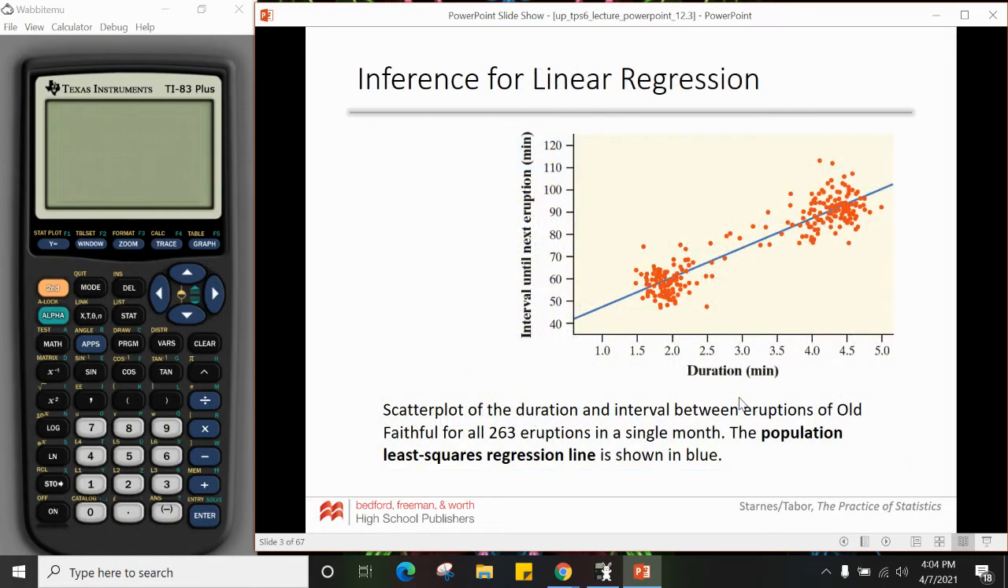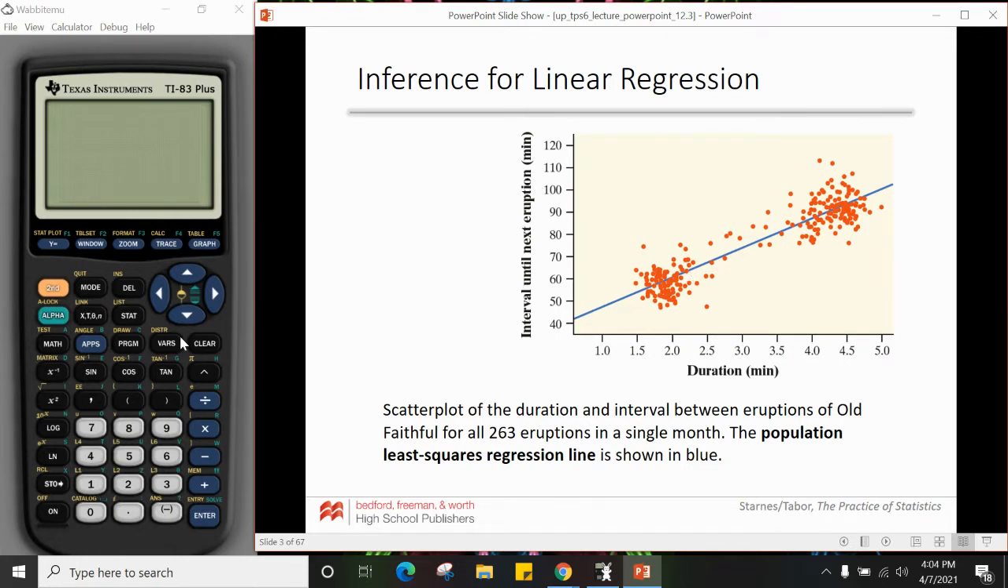So here is an example. It's a scatter plot of the duration and interval between an eruption of Old Faithful for all 263 eruptions in a single month. So basically, on the x-axis is how long Old Faithful was going for, and then the y-axis is how long it took until the next one happened.